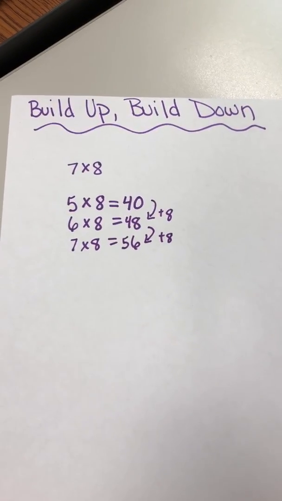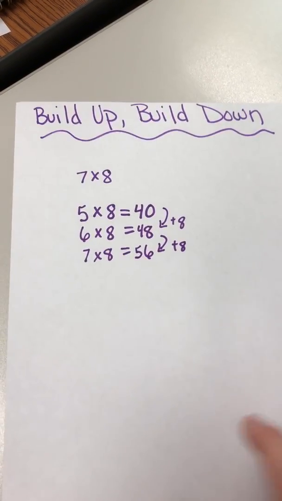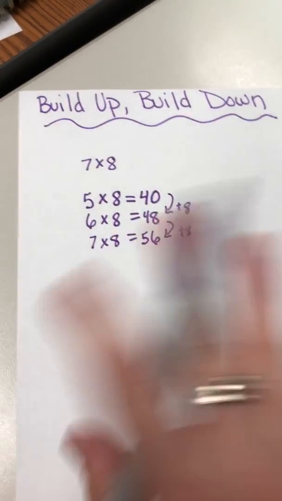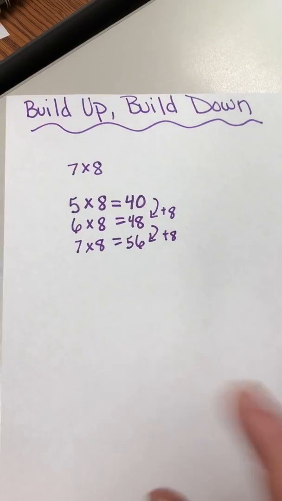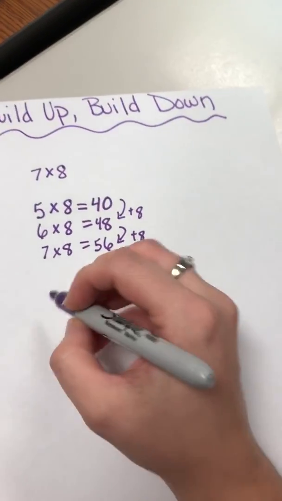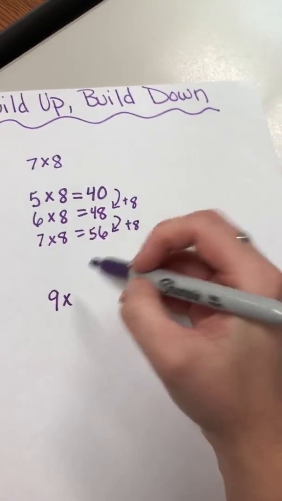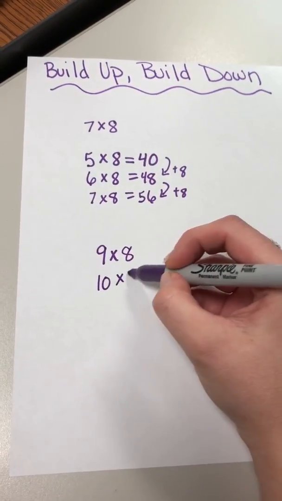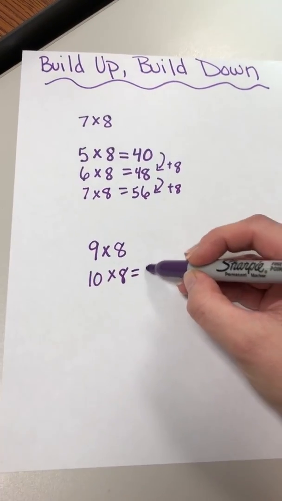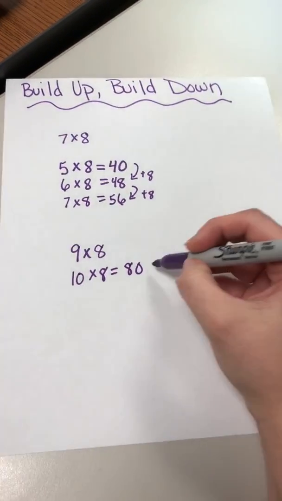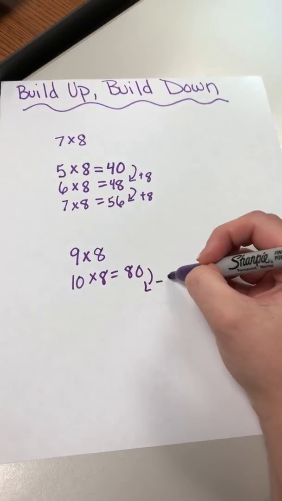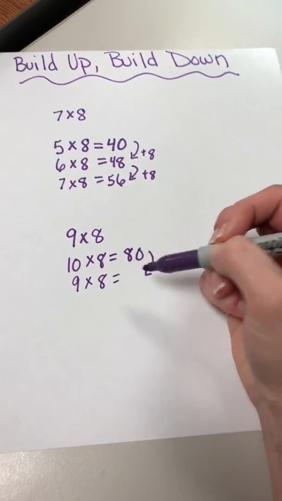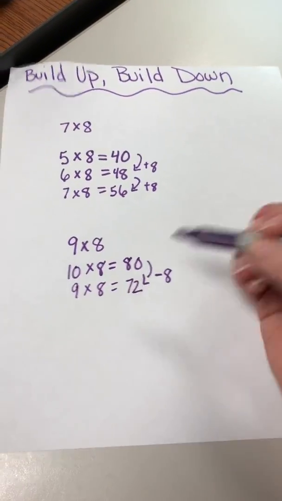They can also use the strategy to help them with 9s. That's usually what they use, called build down. It's not important if they know which one is building up or building down; we just call it all together build up, build down. If they didn't know 9 times 8, for example, they could turn the 9 into a 10. 10 times 8, they'll easily know is 80. Since they went too far, this time you're going to build down and subtract 8. So I know that 9 times 8 is 80 minus 8, which is 72.